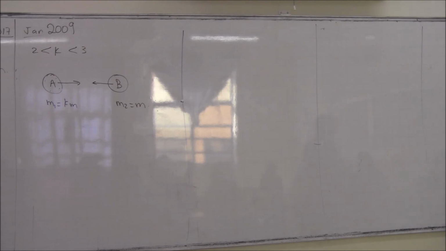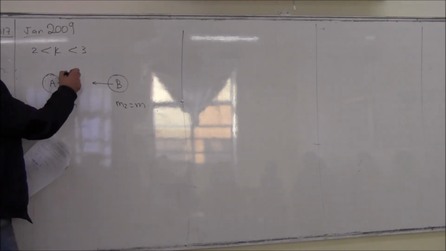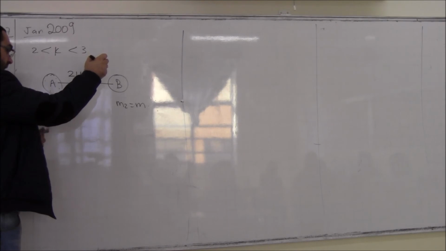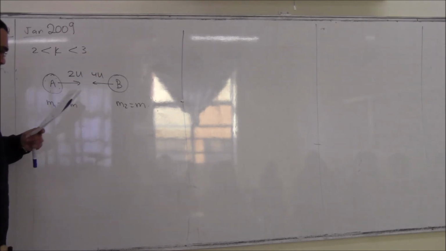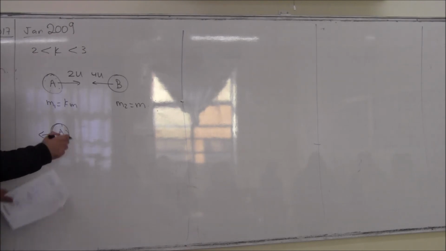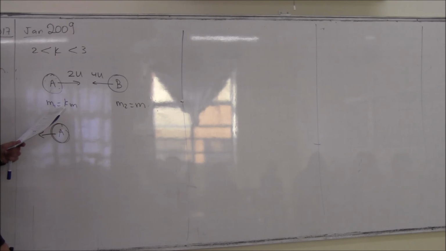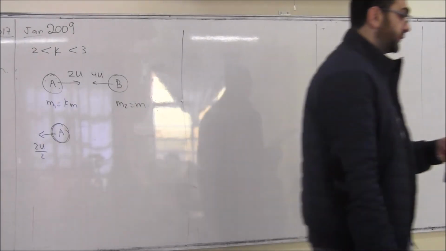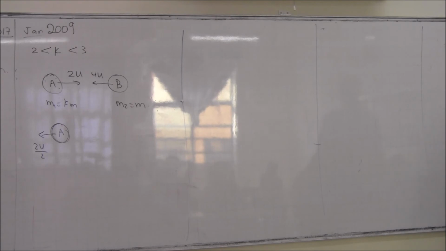They collide. Immediately before they collide, the speed of A is 2u and the speed of B is 4u. As a result of the collision, the speed of A is halved, meaning 2u over 2, which is u, and its direction of motion is reversed. Find, in terms of K and M, the speed of B.